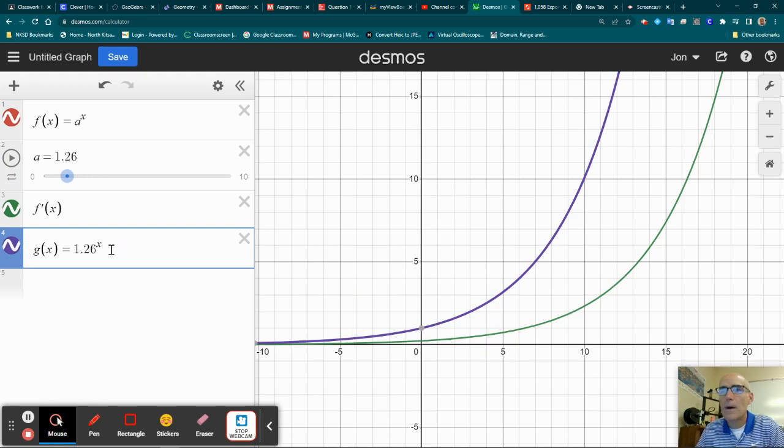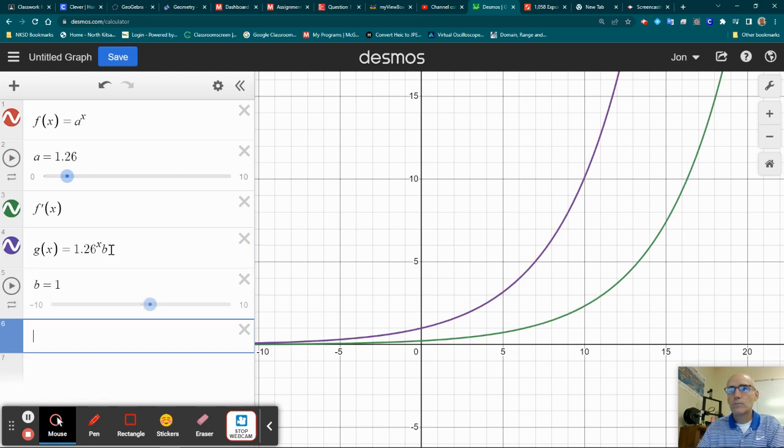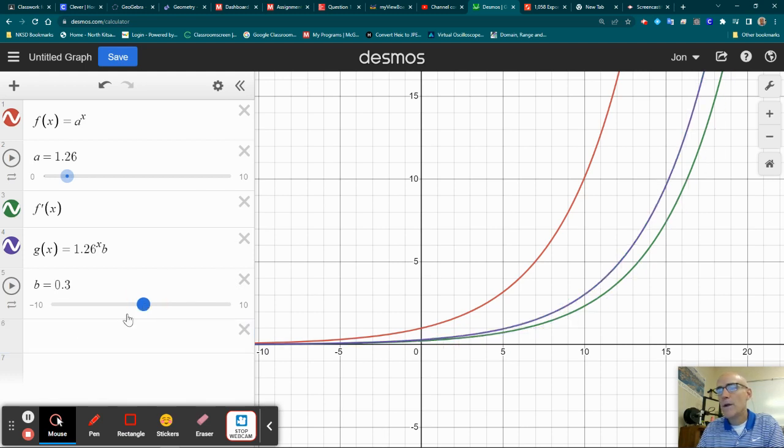So we need some kind of modifier. I'm going to make another slider and call it B. Now let's see if we can lower that function. No, we don't want it to go bigger. We don't want B to be bigger than 1 because that'll vertically stretch it. We want to compress it down there and get the purple close to the green one. Oh, let's see, we're getting close. There are some limitations with my slider. It's somewhere between 0.2 and 0.3.